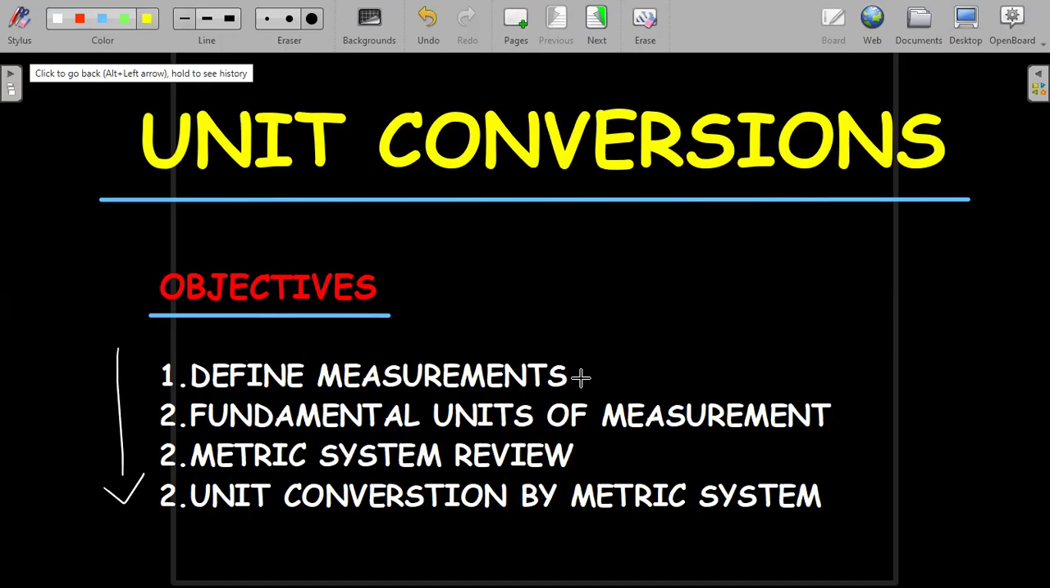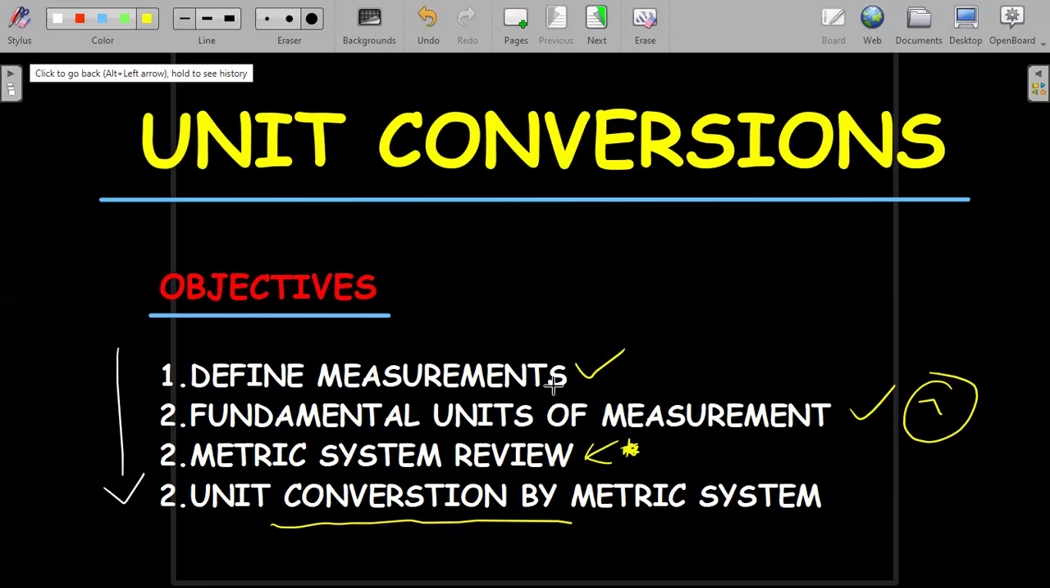We are first of all going to define what measurements are, and then we are going to look at the fundamental units of measurements. So we have 7 of them, and then we are going to review the metric system, okay? And then after that, we are going to be using this metric system here to convert units from one form to the other. So if, for example, you have been given some units in kilometers, you can convert them to meters using the what? The metric system, okay?